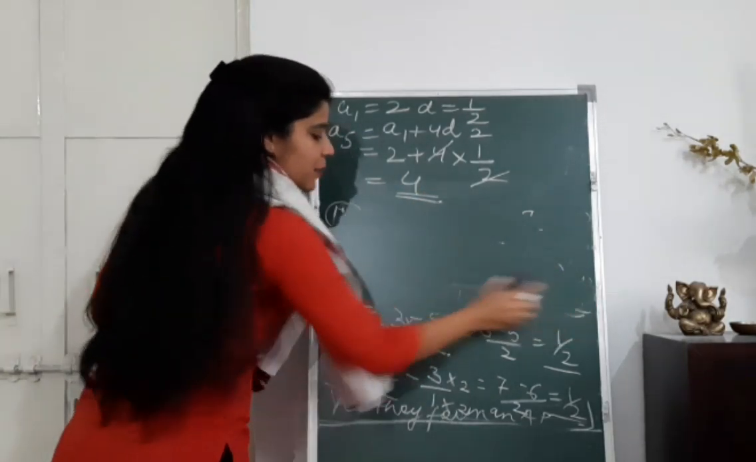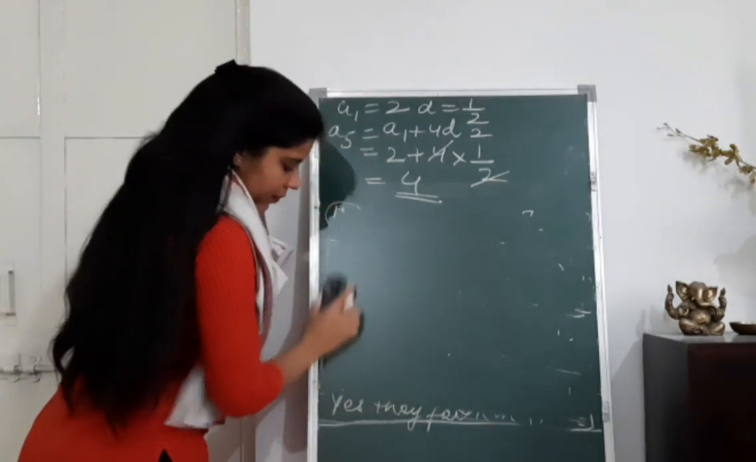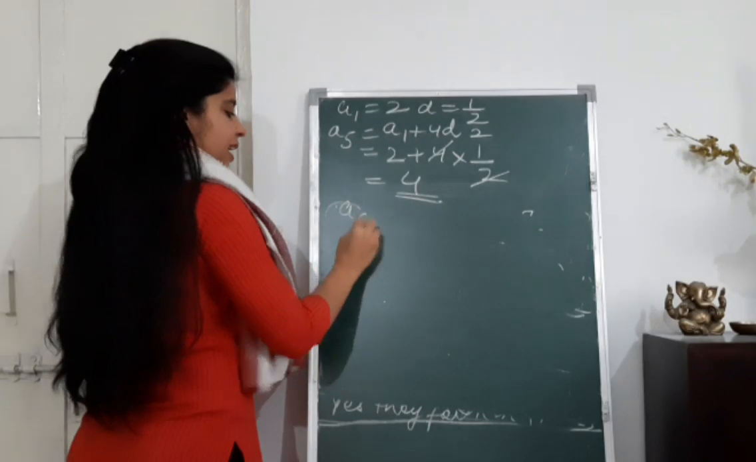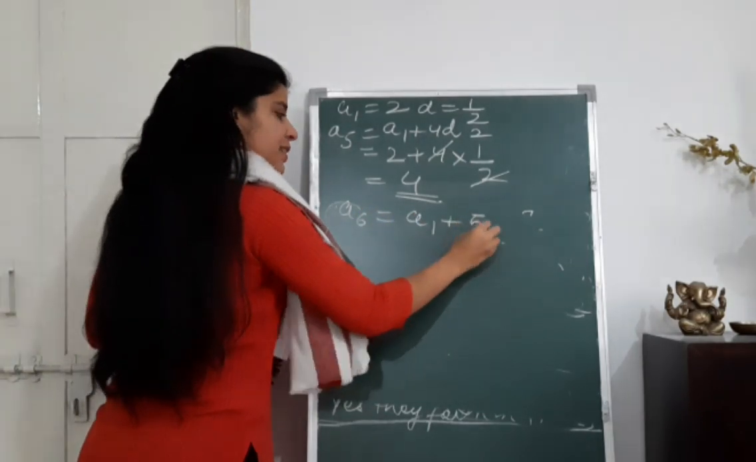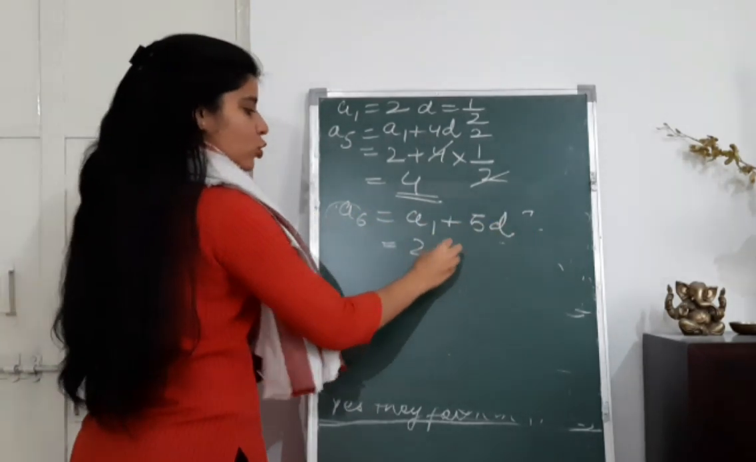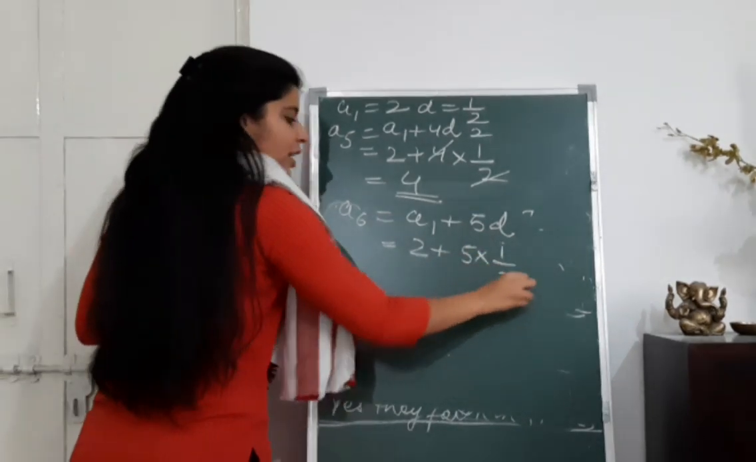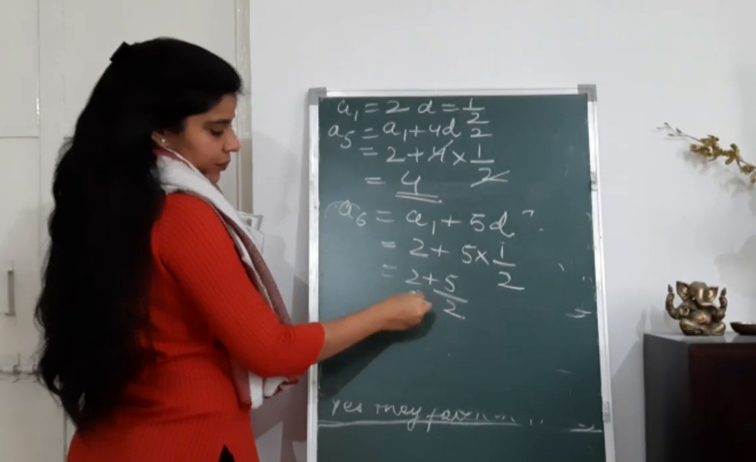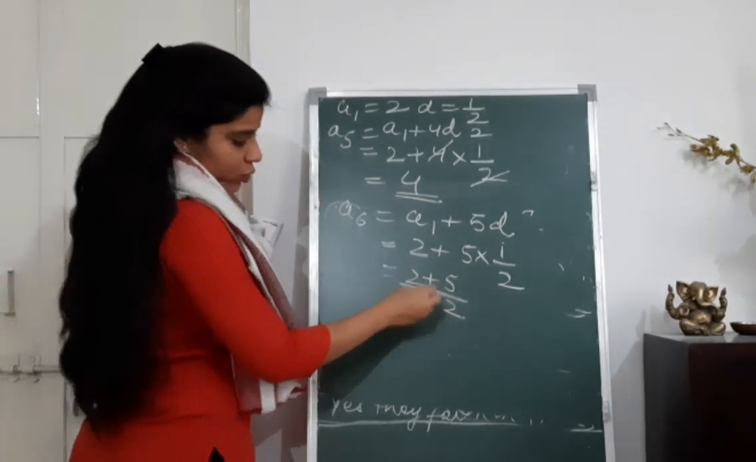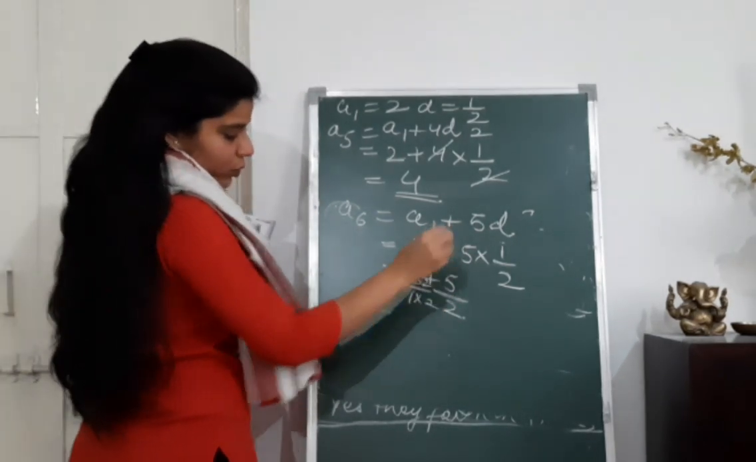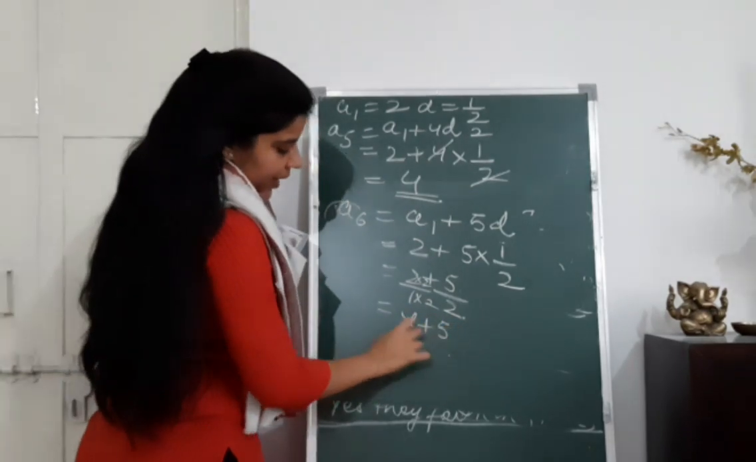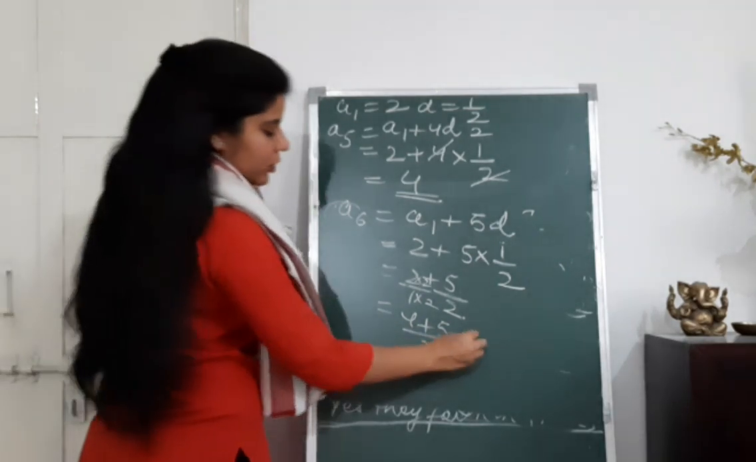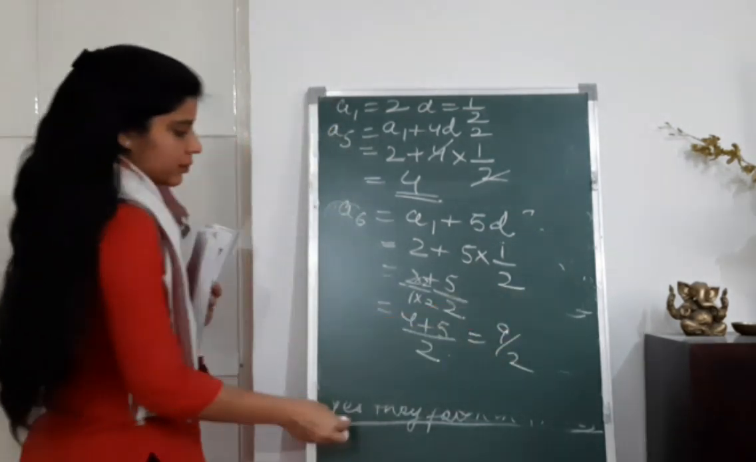Now what will A6 be equal to? A6 is equal to A1 plus 5D. A1 is 2 plus 5 into 1 by 2. That is 2 plus 5 by 2. So this is how you are going to solve this. This is 2 by 1 into 2 into 2, 4 plus 5 upon whole 2, which is 9 by 2, right?